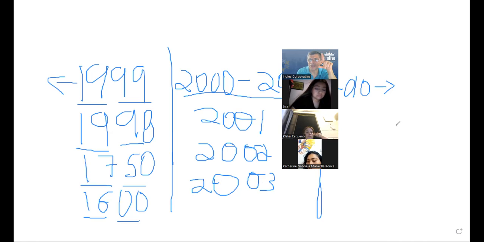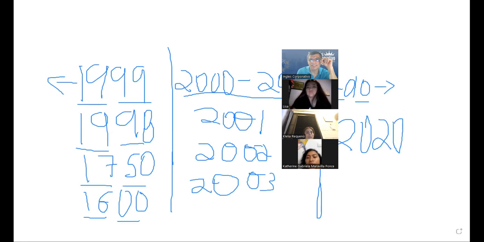Tercera regla. Del 2010 en adelante, pueden usar cualquiera de las dos formas. Pueden decir 20 y 10 como la primera forma, o pueden decirlo como la segunda forma, 2000 and 10. Por ejemplo, este, ¿cómo lo leeríamos? Podemos decir 2020 or 2020. Ahí eligen ustedes. Pero son dos reglas y tienen que respetarlas. You have to respect them. ¿Ya? Questions? No questions, clear, ok. Bueno, todo está claro, everything is clear.